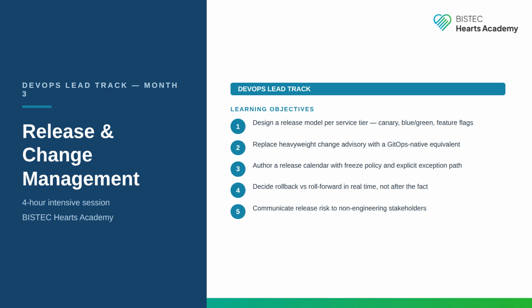Welcome to month 3 of the DevOps lead track. Months 1 and 2 gave you the measurement system, and the human layer underneath it: DORA metrics, OKRs, value stream mapping, team topologies, hiring, on-call, charter. Month 3 is the operational layer that turns all of that into shipped software: the release model you pick per service, the change management process that gates what goes out, the freeze policy that protects your highest stakes windows, and the rollback decision tree your on-call will read at 2 in the morning.